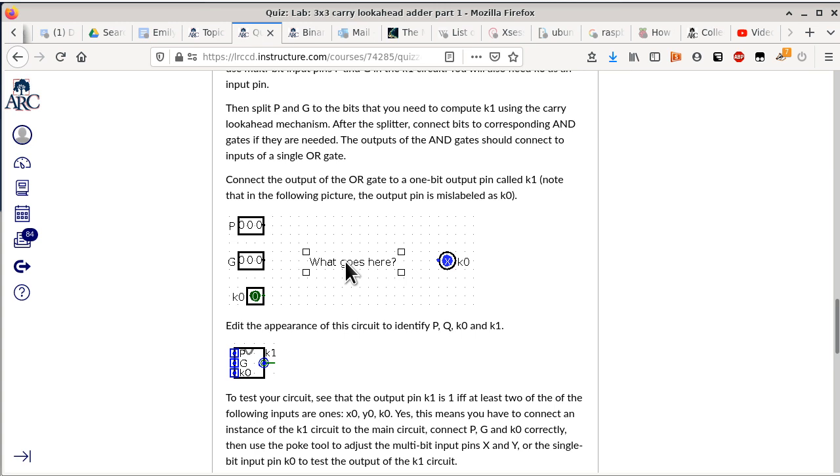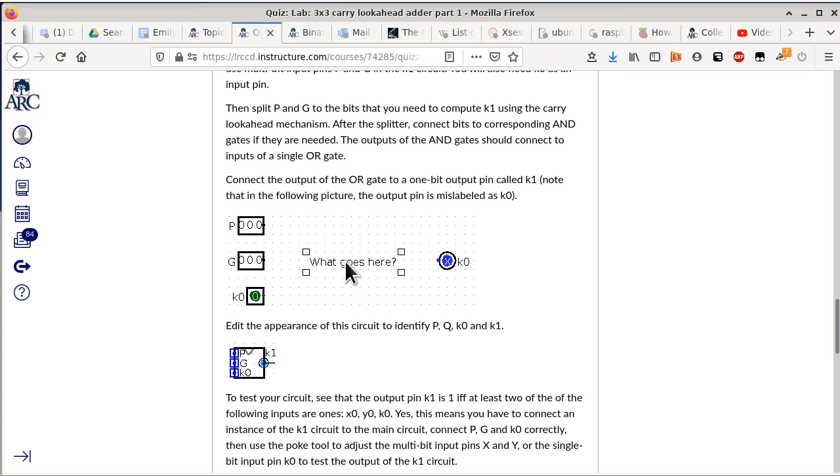Can I answer your question? Is there a question for me? Nope? Okay. Because P and G are 3-bit pins, you cannot just take the entire thing. You have to break it apart using a splitter, get P0 and G0 out of those 2 multi-bit pins, and then use an AND gate first, and then use an OR gate as the second gate, and then the output becomes K1. So are there any questions about this part?